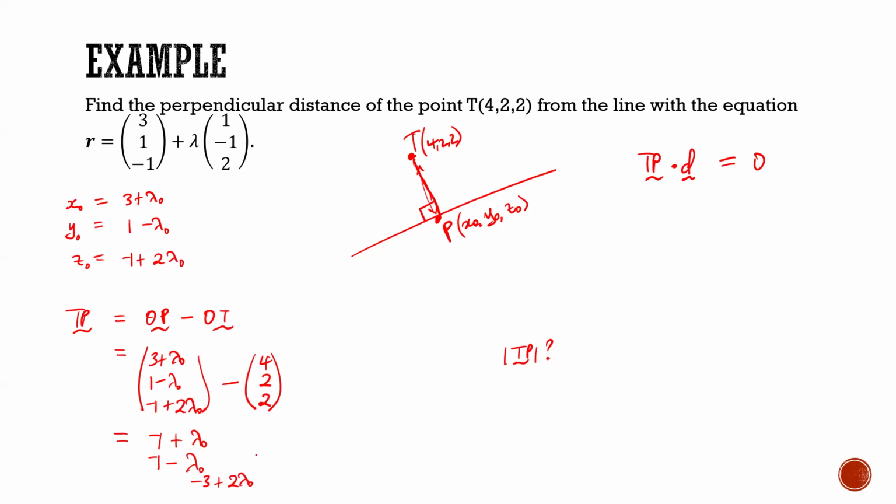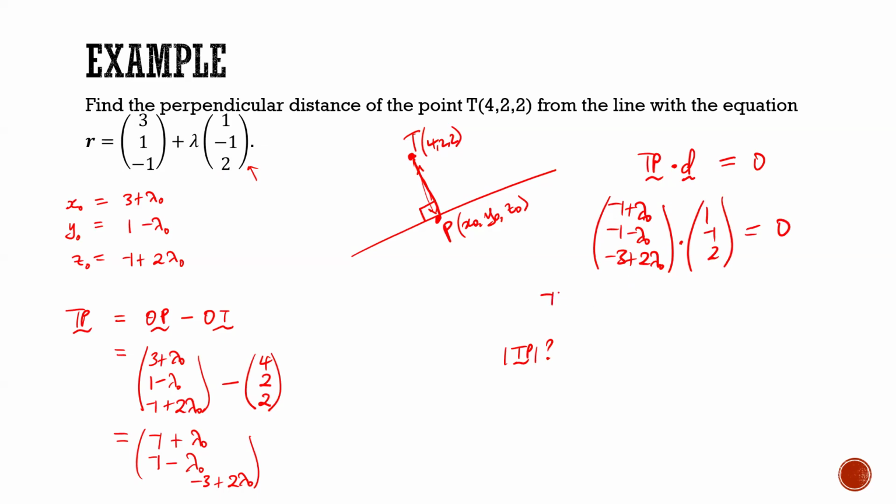Sorry, I can't write it there. But yeah, so we dot that with the direction of the line. The direction of the line is simply 1, negative 1, 2. And we should get 0. So negative 1 plus lambda naught, negative 1 minus lambda naught, and negative 3 plus 2 lambda naught, when we dot that with 1, negative 1, 2, we should get 0.